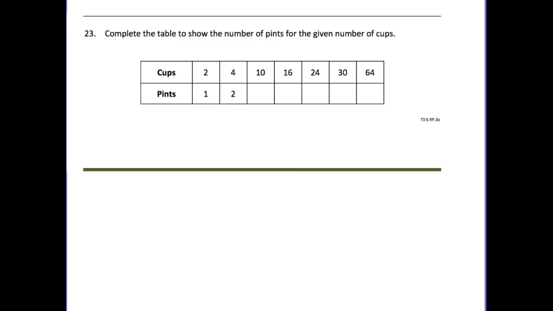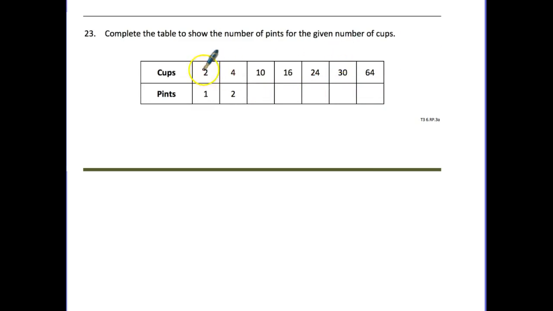And 23, and this is probably going to be the last one that we have time for this math period. So complete the table to show the number of pints for a given number of cups. Well, I want you to create this chart or this table on your product side. You're going to complete your table on the product side, and your process side is going to be your reason for stating that your answers here are correct.